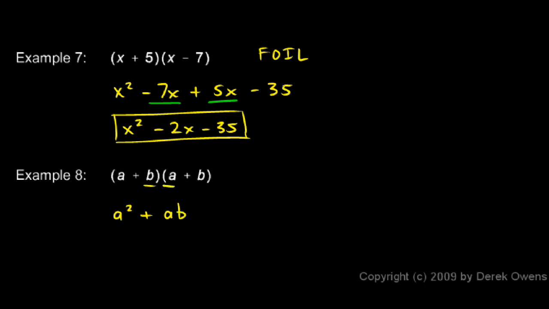The inner terms are b times a, or b and a multiplied together as b times a, which I can also write as a times b. And then the last terms are b and b, which give me a b squared. Now you see this ab shows up twice, once from the outer multiplication and once from the inner. Those two terms can be combined. ab and ab added together give me a 2ab. So my answer becomes a squared plus 2ab plus b squared.